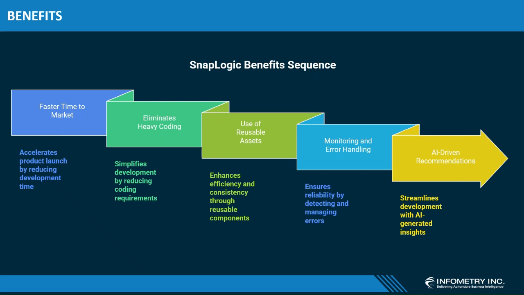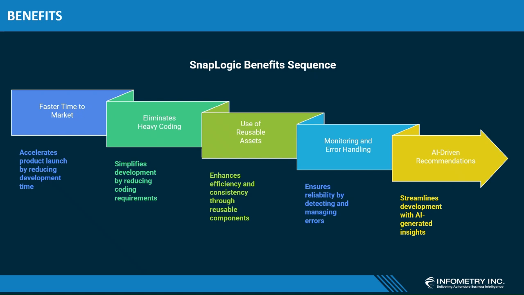Monitoring and error handling. SnapLogic also provides strong monitoring and error handling capabilities. We can track pipeline executions, view detailed error logs, and set automated alerts. This ensures reliability and helps us quickly detect and fix any issues before they impact downstream systems.